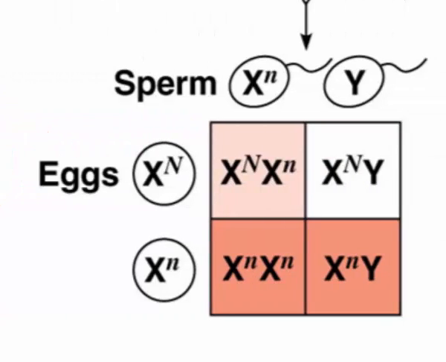Now, if the father expresses it and the mother is a carrier, then this is the only way that a daughter can express that X-linked and recessive trait. In order for a daughter to have that X-linked recessive trait, she has to get the recessive allele from her mother and her father. And this is only possible if the father has the trait and the mother carries the trait.